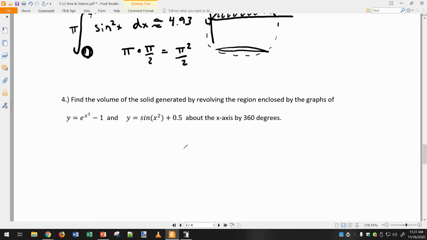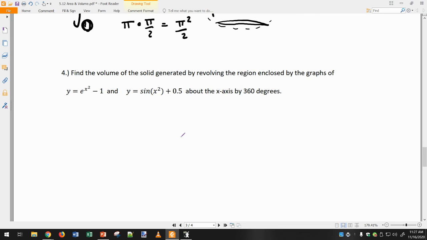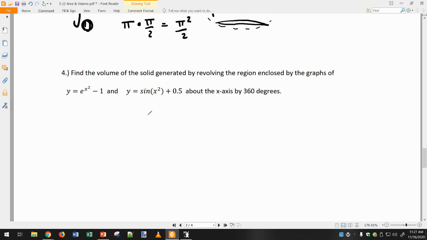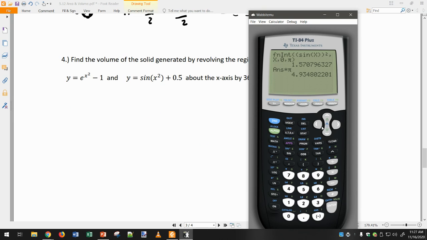Okay, and number 4 is a little bit harder. This one is probably the hardest kind you could get. You've got two functions, so we're going to have a region bound by these two functions, then we're going to rotate it 360. So definitely going to have to look at the graphs of these, and I'll do this one in a different video.